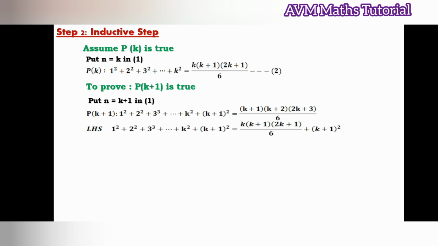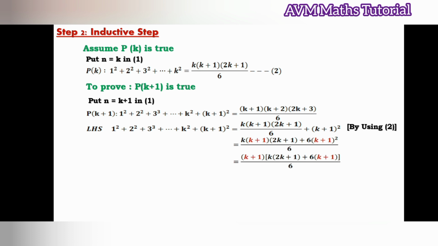Then we use equation number 2 for the terms up to k squared. The answer is k(k+1)(2k+1)/6 plus (k+1) whole squared. Now take the LCM 6. Therefore, k(k+1)(2k+1) plus 6 times (k+1) whole squared, divided by 6. In the numerator, (k+1) is a common term. Therefore we take (k+1) common. Then the remaining terms are k(2k+1) plus 6(k+1), divided by 6.